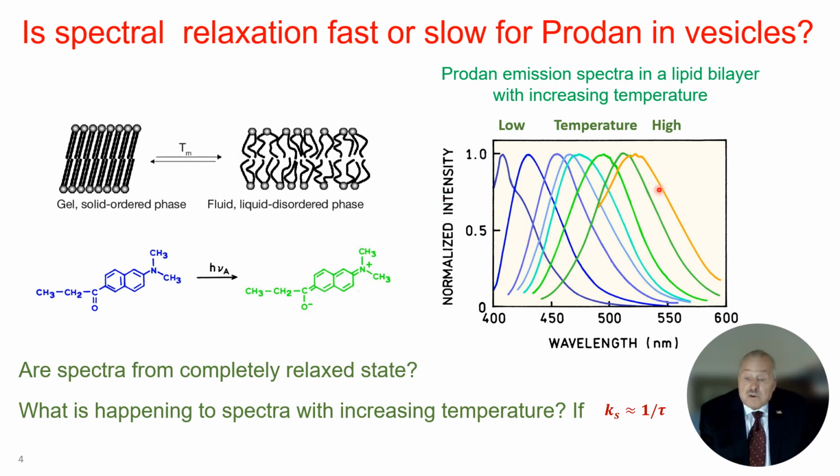And first we'll consider another slide from the previous lecture, which was the emission spectra of Prodan in phospholipid vesicles below and above the phase transition. These are peak normalized, and there was a very large shift in the emission spectra. So what's happening to the spectra during this time? Are these spectra from a completely relaxed state or from some relaxation process that was in progress as we were recording the spectra?